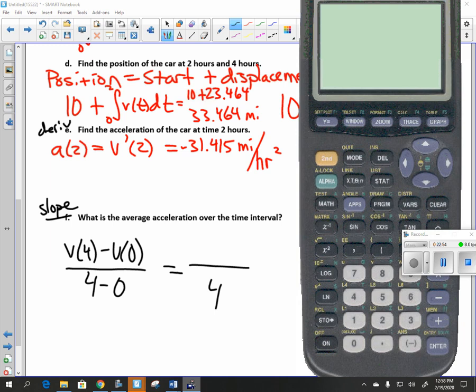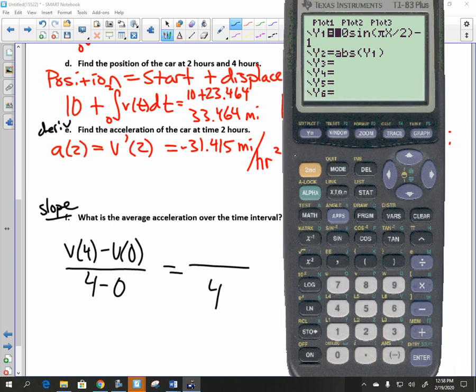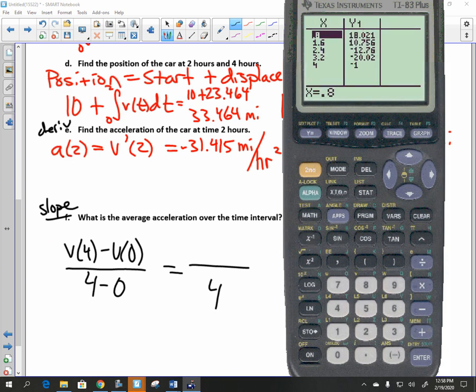And so we're going to use another command function on our calculator. We're almost done here. I know we're very close to time. So what's a nice way of calculating v of 4 using my calculator? Table. Sure, go to table. Table, and I can type in 4. I get -1. Type in 0, and I get -1.